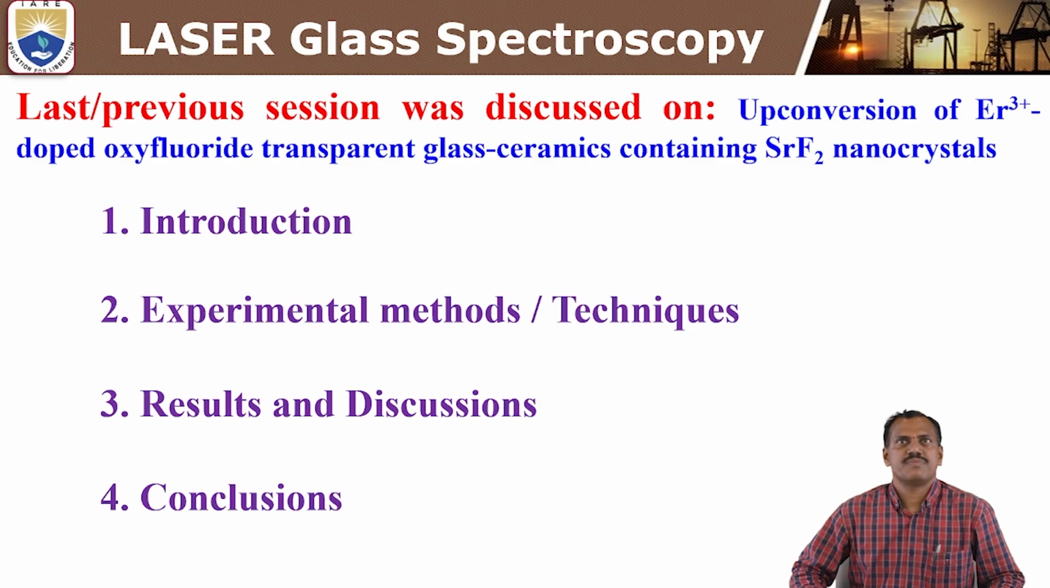The previous session discussed the upconversion of erbium 3+ doped oxyfluoride transparent glass ceramics containing strontium fluoride nanocrystals. Last session we mainly focused on the strontium fluoride nanocrystals. We studied the upconversion emissions of erbium 3+ doped oxyfluoride transparent glass ceramics, and discussed the experimental methods and techniques, results and discussion, and conclusions.